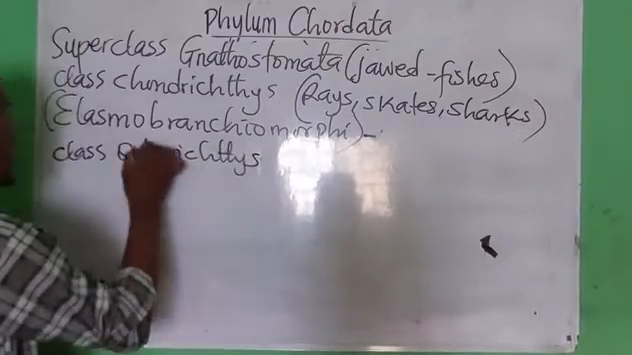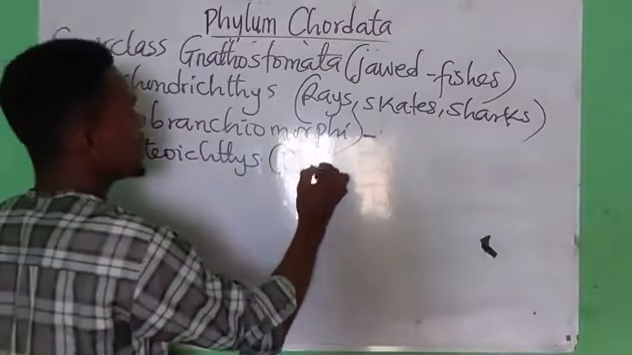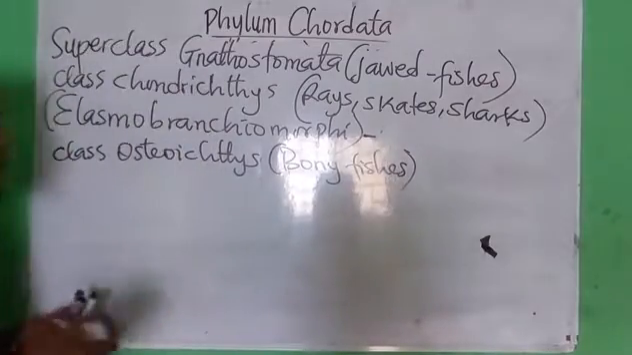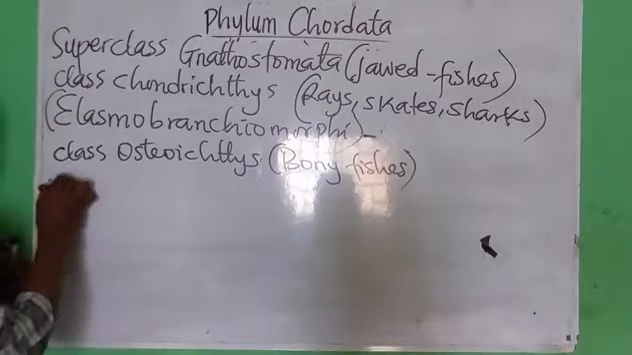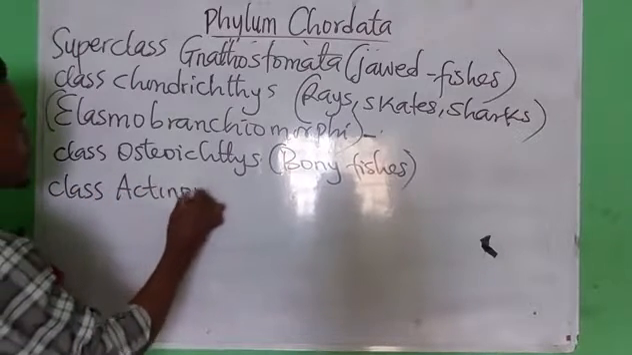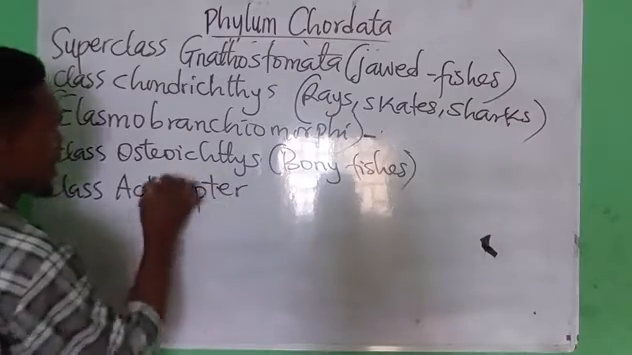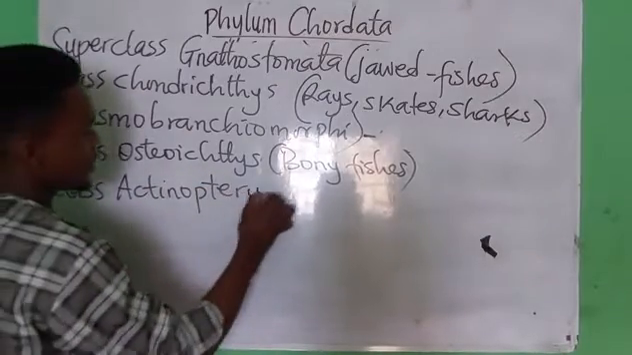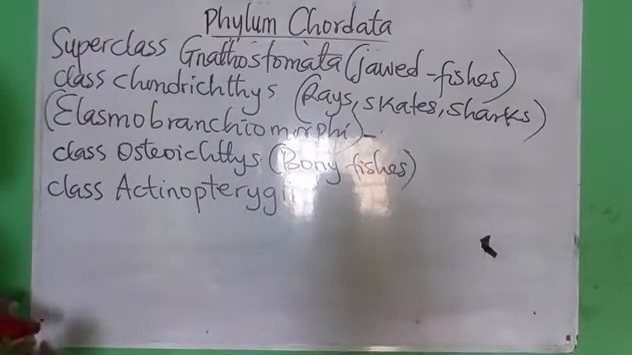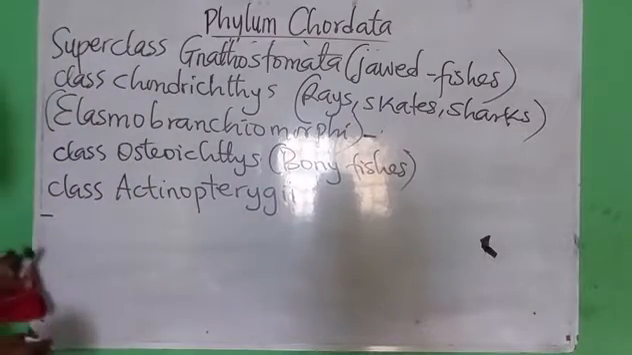They are called bony fishes. So we are not done. We also have another class, Actinopterygii. Now, what are the features of class Actinopterygii?